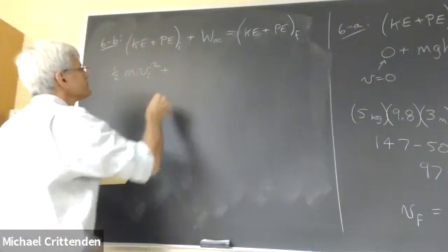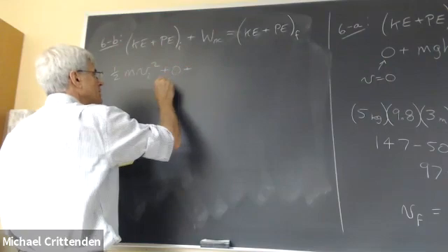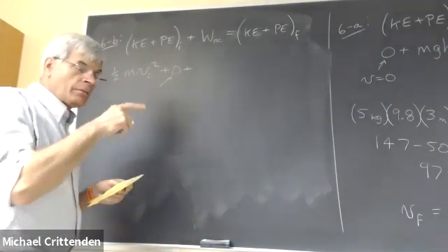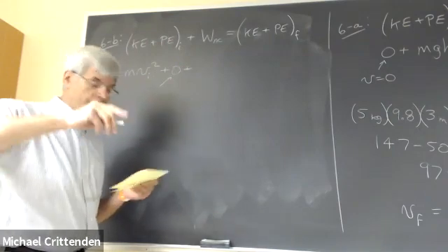Potential energy is 0 because initial here means point A. And point A is where you were right down at sea level.